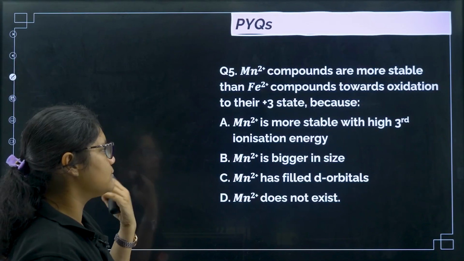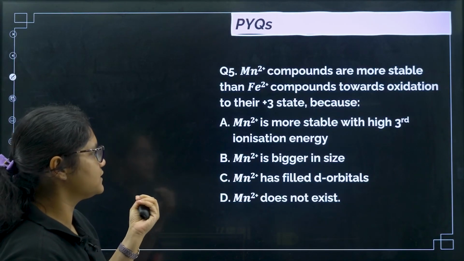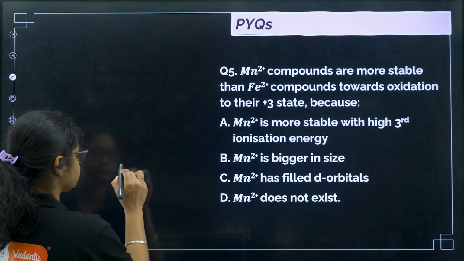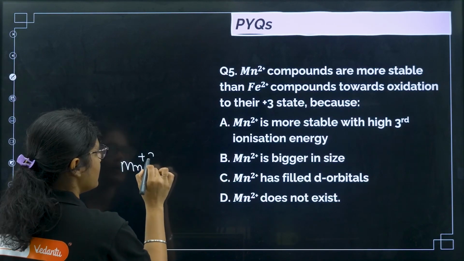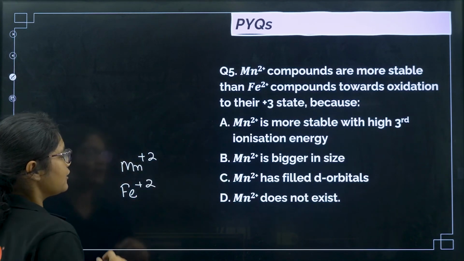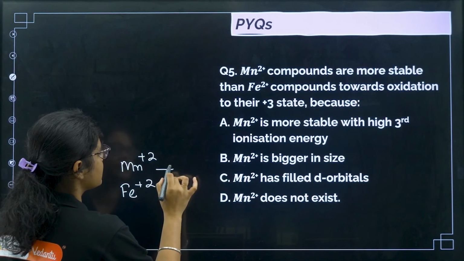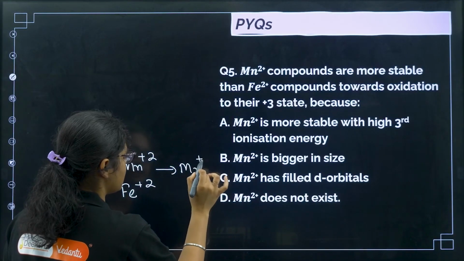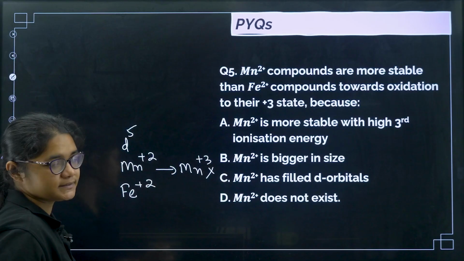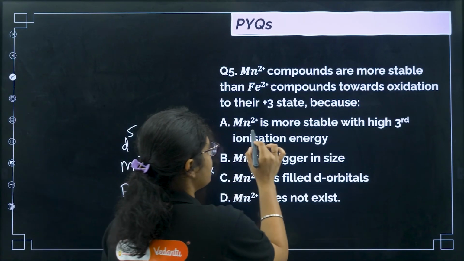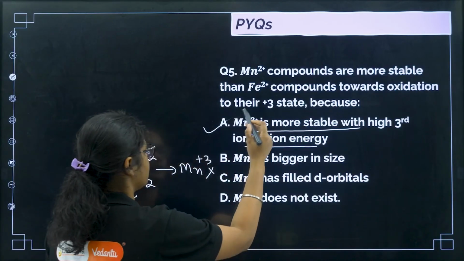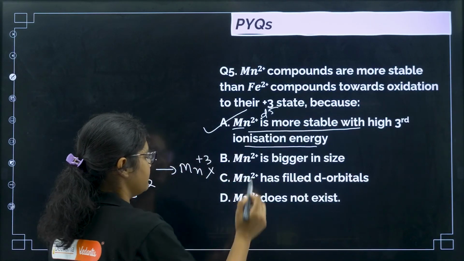Mn2+ compounds are more stable than Fe2+ compounds towards oxidation to their +3 state because. Okay. So now if you see, Mn2+ is there and Fe2+ is there, right? Now they are saying that Mn2+ is more stable towards oxidation. So Mn2+ doesn't undergo change to Mn3+. Now the reason for this, it is d5 configuration, stable d5 configuration. So Mn2+ is more stable with third high ionization energy. It is very stable because of d5 configuration.